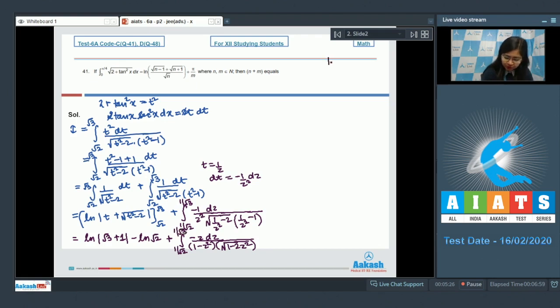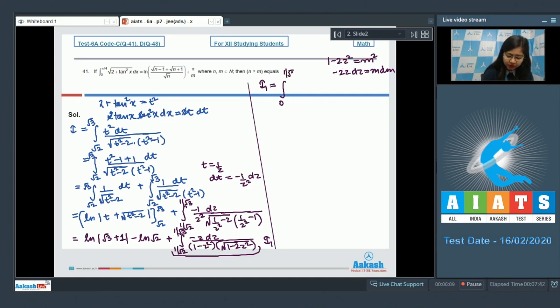Now again, let's put 1 minus 2z square equal to m square to remove the radical sign. So from here we get minus 2z dz is equal to m dm, cancelling 2 on both sides. Let us call this second integral I1, and let's solve I1 now. When z is 1 by root 2, m is 0. And when z is 1 by root 3, it is 1 minus 2 by 3, that is 1 by 3.